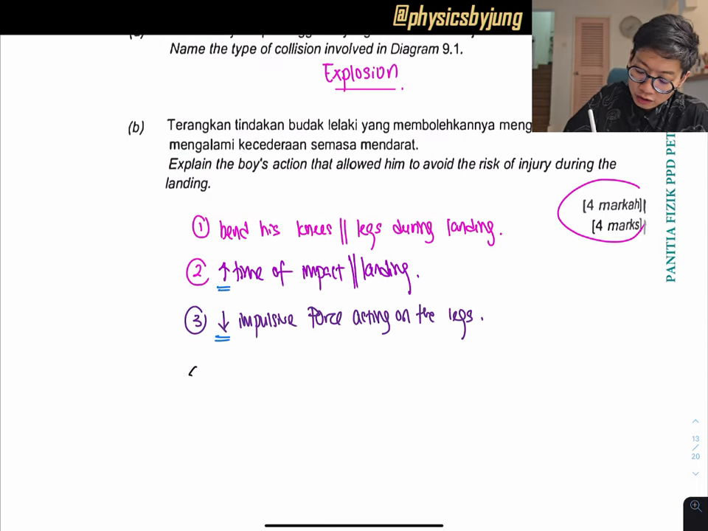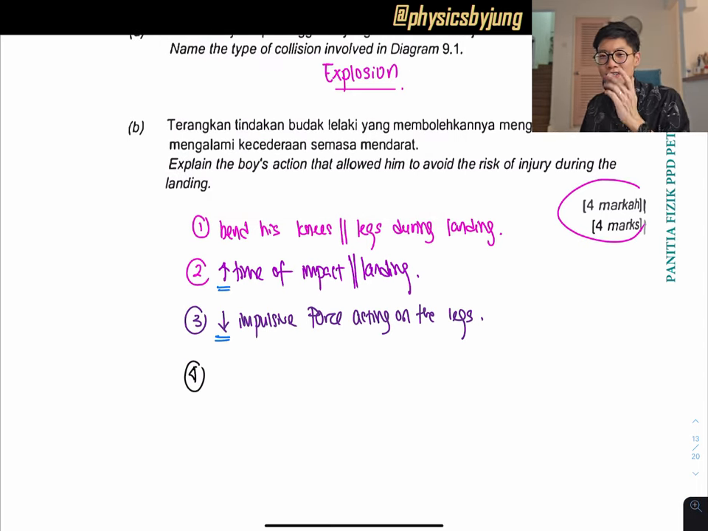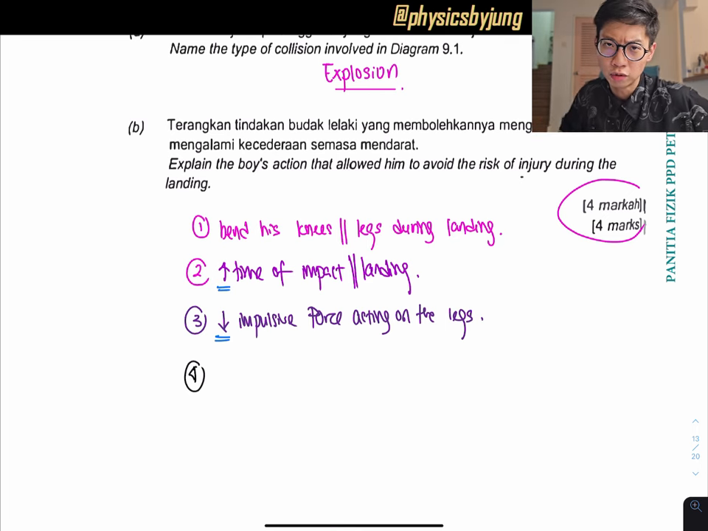Then after that, last but not least, point number 4. Sometimes when you run out of points to write, you're like, teacher, how to avoid injury? They already say avoid injury, well then what can we say here?